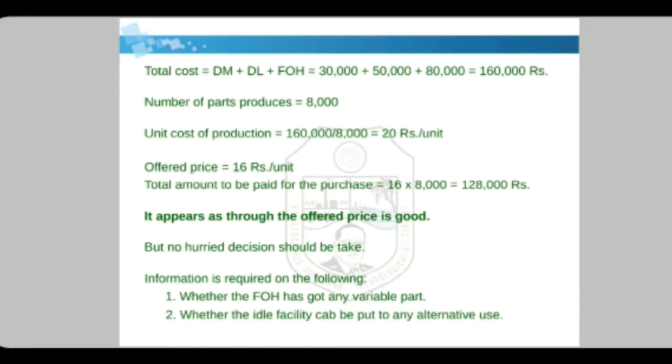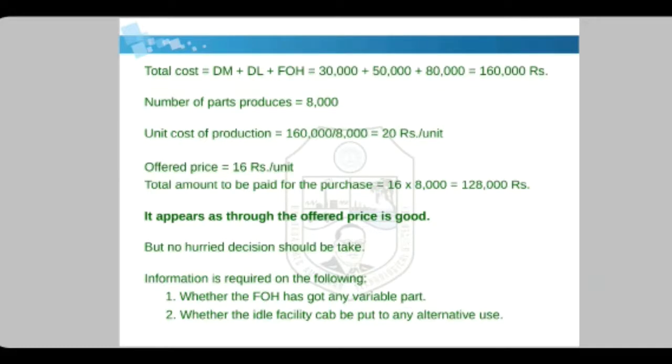Now, though they are providing it at 16 rupees per unit, the amount paid for the purchase is 16 into 8,000 parts, because they are going to buy 8,000 parts. So that is the amount to be paid for the purchases, 1,28,000. It appears as though the offered price is good, right? We are making it at rupees 20 and they are offering at rupees 16. So it seems that the offered price is good. But let's not take the decision in a hurry. Let's see what more information we have.